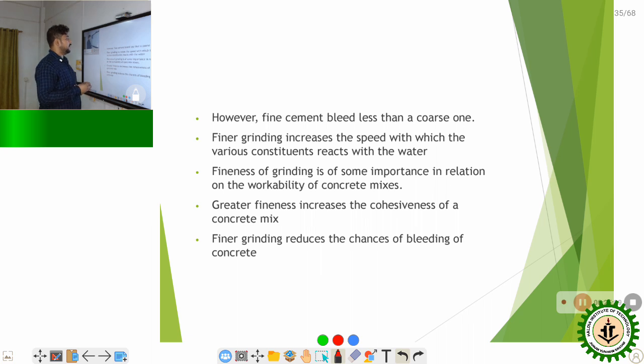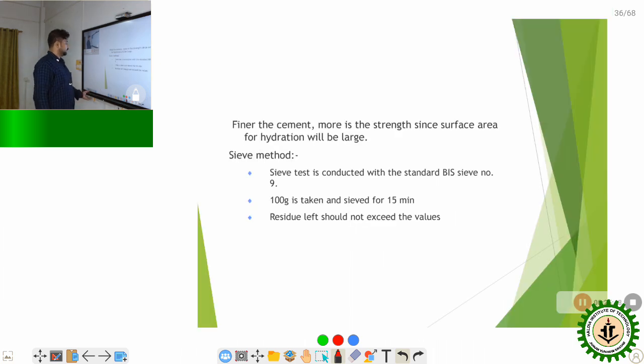Fine cement bleeds less than coarse granular cement, and finer grinding increases the speed with which the various constituents react with water. Fineness of grinding is of some importance in relation to the workability of concrete. Greater fineness increases the cohesiveness of the concrete mix. Finer grinding reduces the chance of bleeding in concrete. The finer the cement, the more its strength.